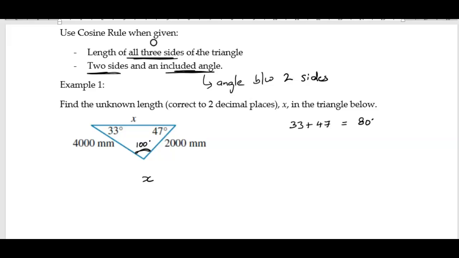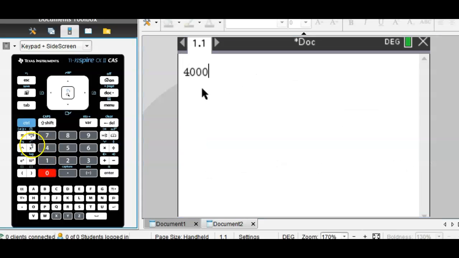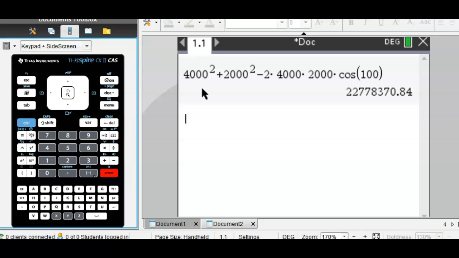So x squared equals 4000 squared plus 2000 squared minus 2 times 4000 times 2000 times cos of the angle in between, which is 100 degrees. So if I put that into my calculator, 4000 squared plus 2000 squared, take away 2 times 4000 times 2000 times cos 100, I'm going to do Control Enter. Now obviously that's a big number.